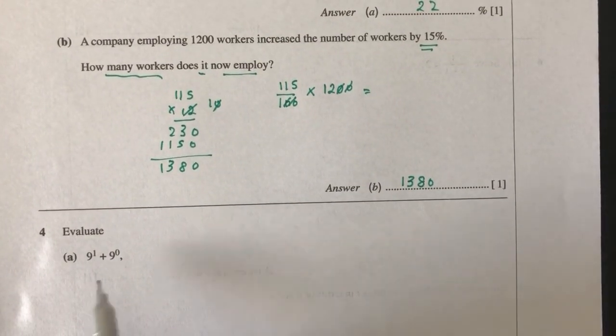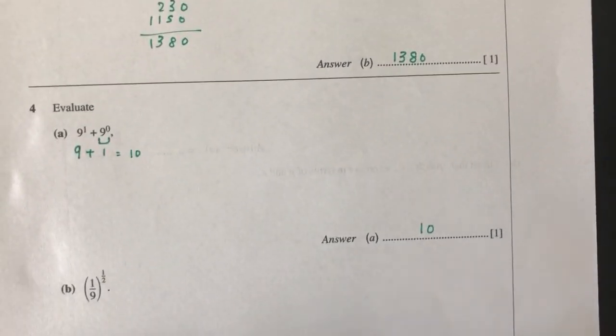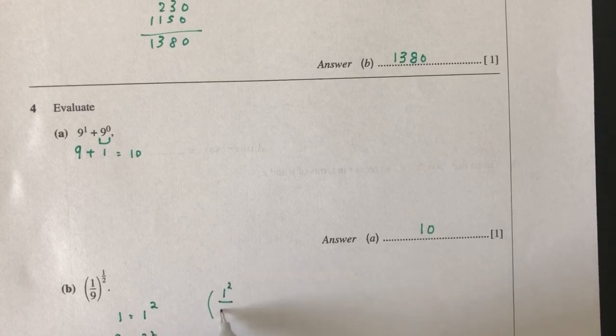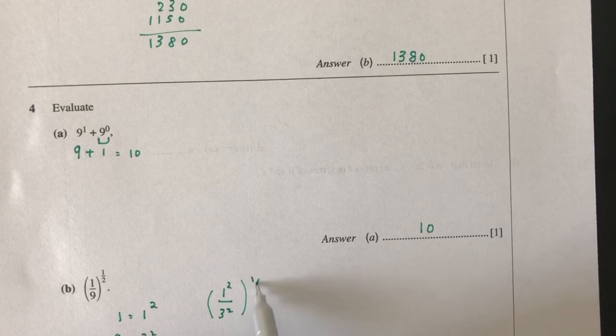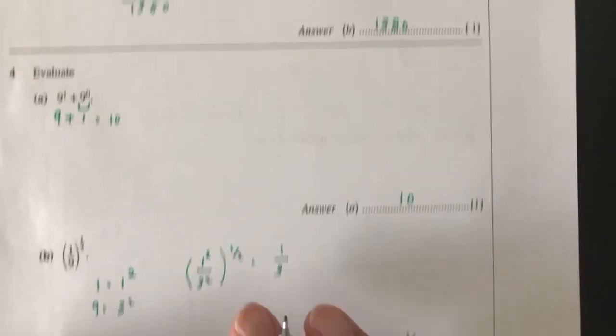Question part 4. Evaluate these indices. As we know, anything power 0 is 1. 9 power 1 is 9. Plus 1 will be 10. Part B, we have 1 over 9. So we know that 1 can also be written as 1 power 2. 9 can be written as 3 power 2. So we have 1 power 2 over 3 power 2, power half, that will be 1 over 3. So your answer will be 1 over 3 for question part B.